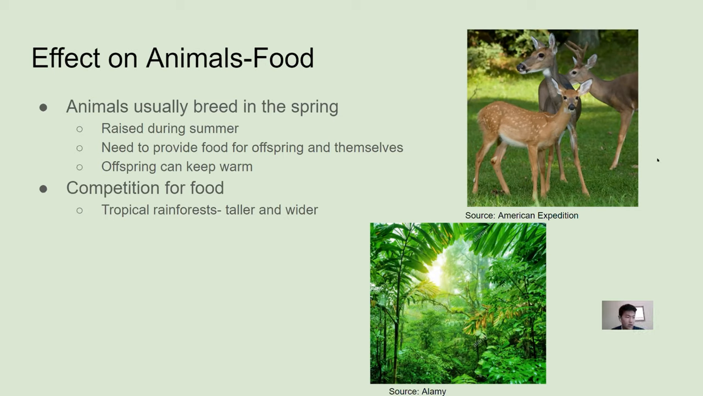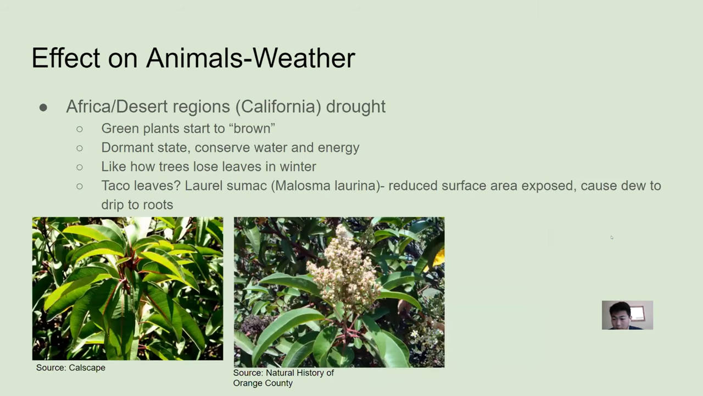Okay, if we don't have any questions, we'll move on. So now we will talk about the effects on animals because of the summer weather. Because in the summer, there's more sunlight, it can cause droughts and a lack of water in a lot of desert and drier regions. And this is because the sunlight evaporates water, right?